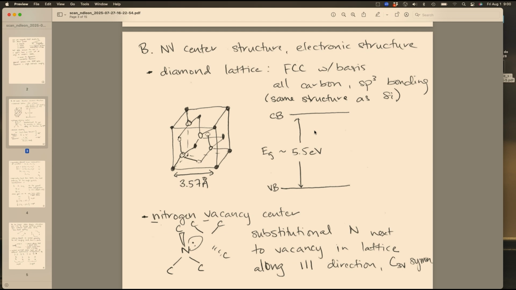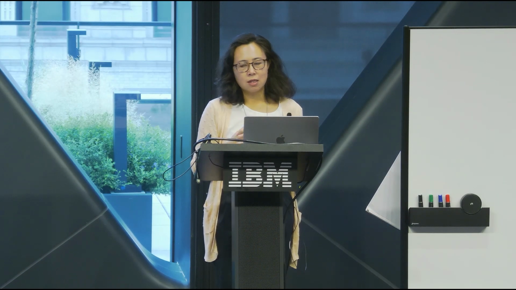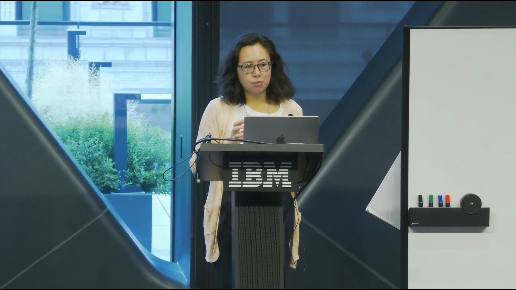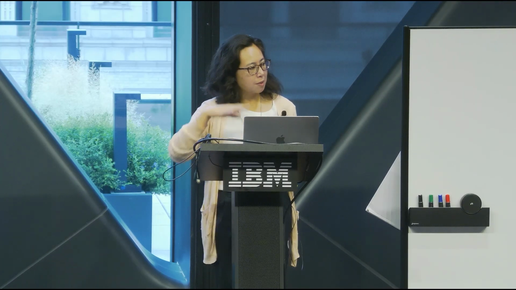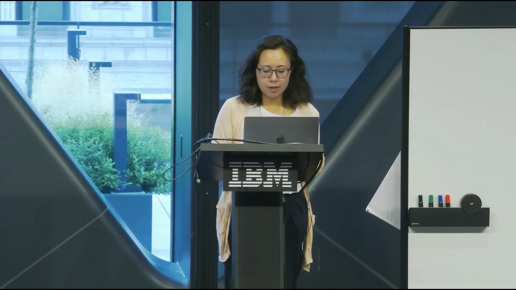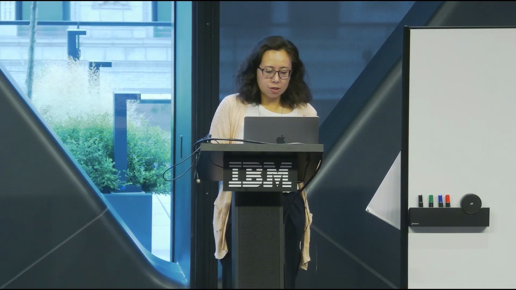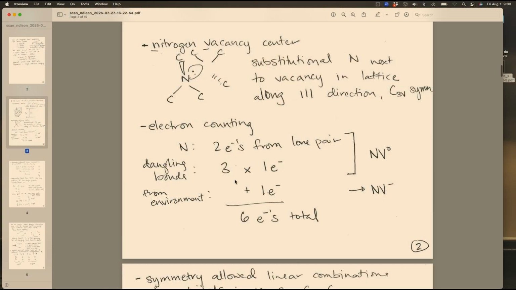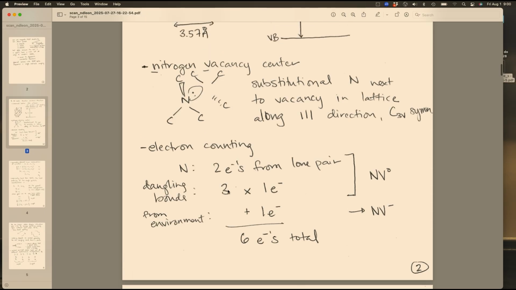So for the atomic physicists in the room, to 0th order and 1st order and even 2nd order, I can really think of these as linear combinations of atomic orbitals and molecular orbitals, and I don't have to think about the surrounding diamond lattice at all. Which is very nice.